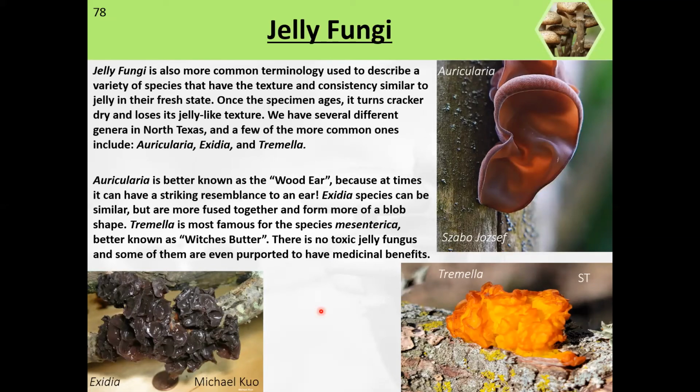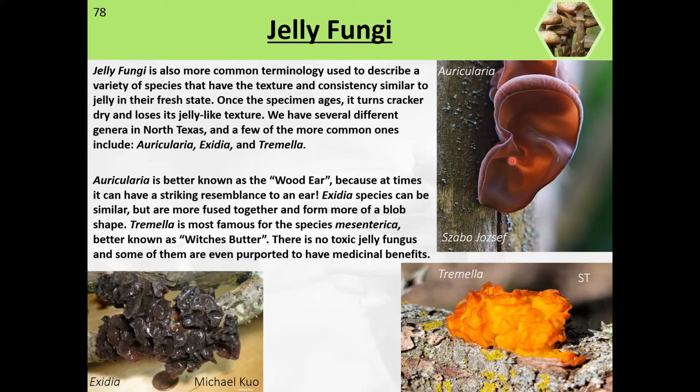This is a jelly fungi. Auricularia is very recognizable because it looks like an ear. With many other species, it will actually form together, and sometimes it doesn't really look like an ear, but quite often you will see this formation. We do have several different species here. They usually will dry up when they lose their jelly consistency, so they'll turn into almost a cracker dried state. And some of the more common ones is Auricularia, as I mentioned right here.